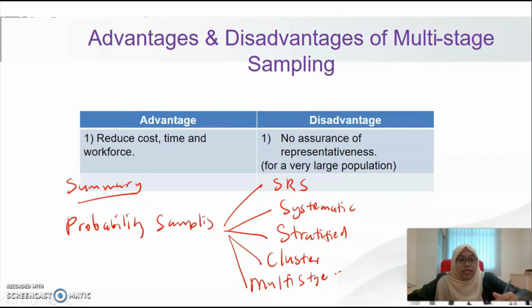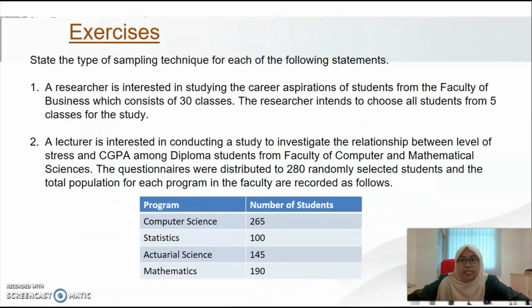Okay, let's try these exercises. The question asks you to state the type of sampling technique for each of the following. Number 1, a researcher is interested in studying the career aspirations of students from the Faculty of Business, which consists of 30 classes. The researcher intends to choose all students from 5 classes for the study.